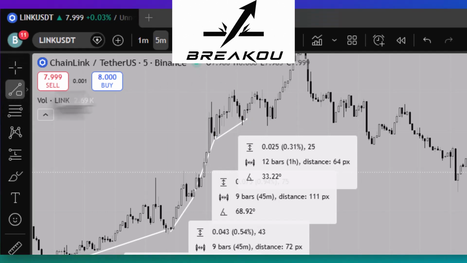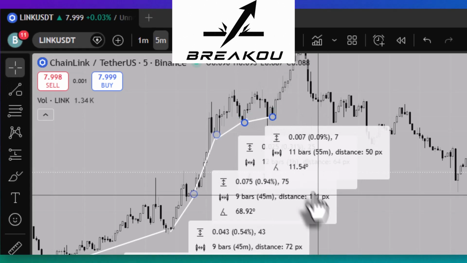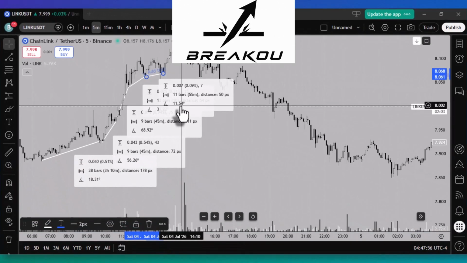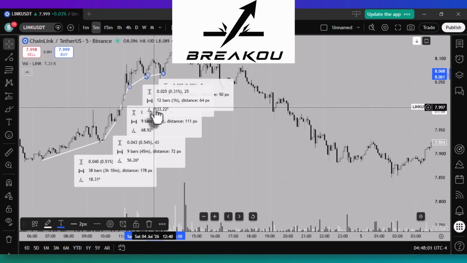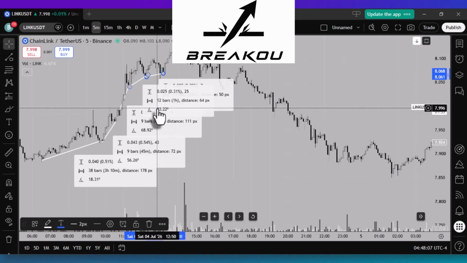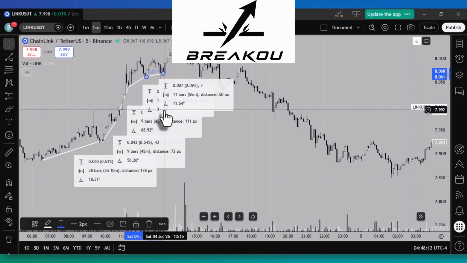And now I want to connect this higher low with the info line. As you see here, the angle is smaller than our previous higher low. This is 11.54 and this is 33.22. It means our trend is changing. The seller is becoming stronger.